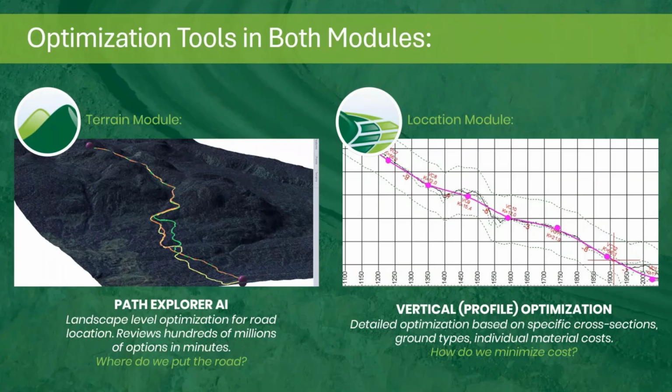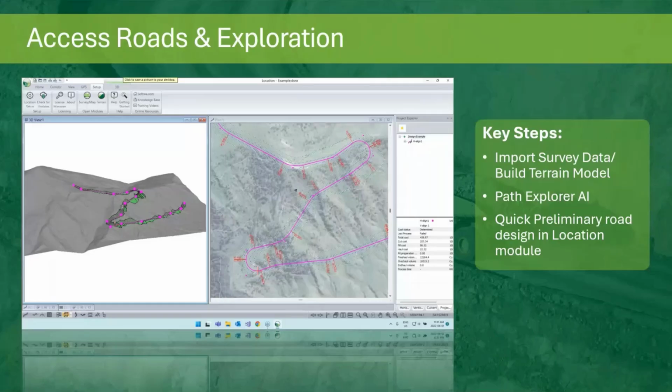Okay. Our first project type. We're going to start with access roads. Here, key steps: import that survey data, build our terrain model, head over and use Path Explorer AI, again, within the terrain module, and then we're going to quickly show you what that process looks like to take it from Path Explorer into a full 3D geometric design in hopefully less than 4 minutes. So with that, I am going to pass the screen to my colleague, Matt, and we'll get going on our first project.